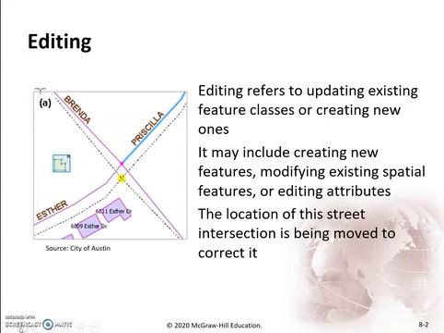Editing refers to updating existing feature classes or creating new ones. It may include creating new features, modifying existing spatial features, or editing attributes. For example, the location of this street intersection is being moved to correct it.